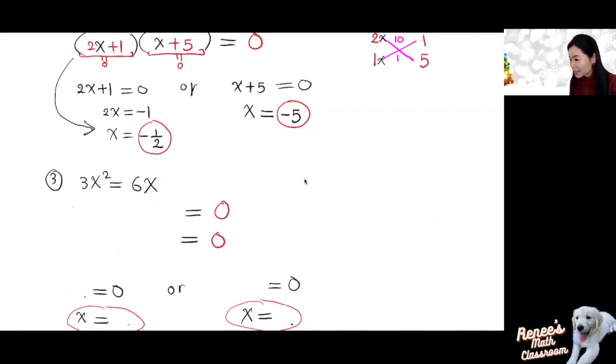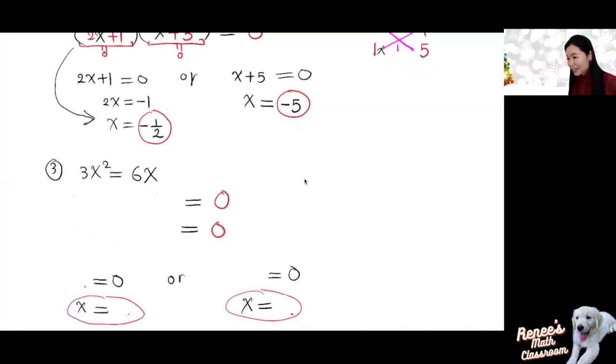Now, is this a quadratic equation? So I'm going to ask you. The answer here is yes. Remember, quad has something to do with this square over here. So this is an equation of degree 2, so it is a quadratic equation.